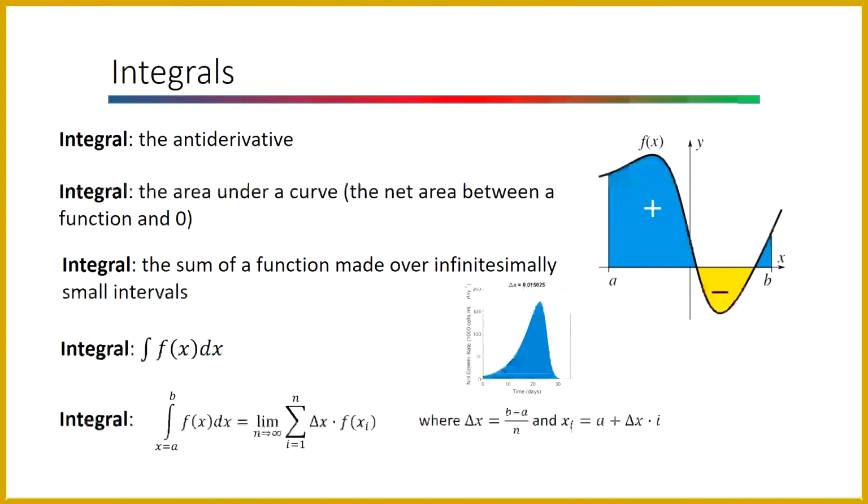All right, the last definition of the integral is the limit definition of the integral. It's a really mathy definition, like the limit definition of the derivative. It tells us that the integral from x equals a to x equals b of f of x dx is equal to the limit, as n approaches infinity, of the sum from i equals 1 to n of delta x times f of x sub i, where delta x equals the limits of our integration divided by n, and x sub i equals a plus delta x times i.